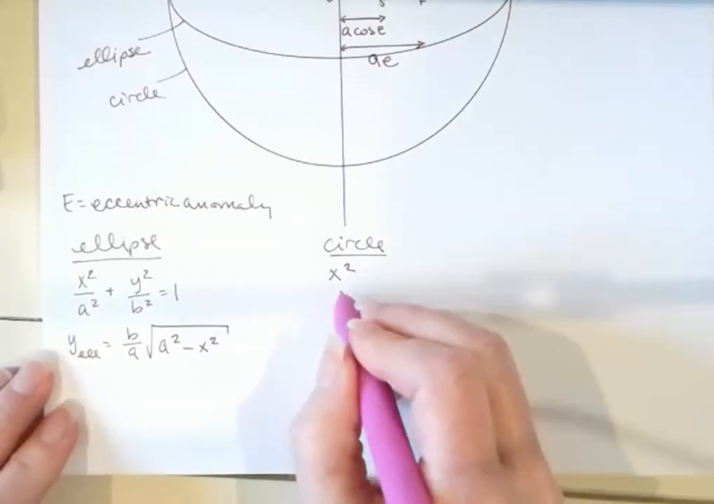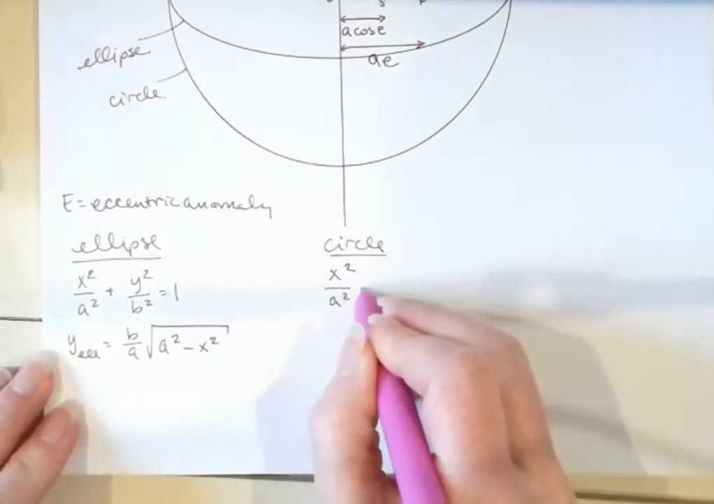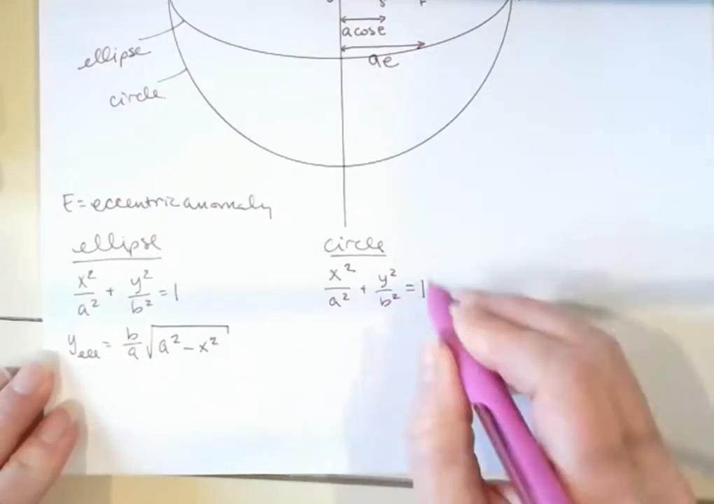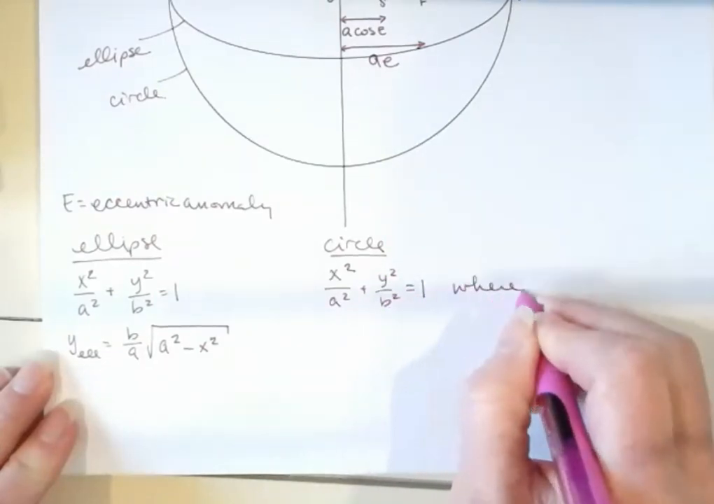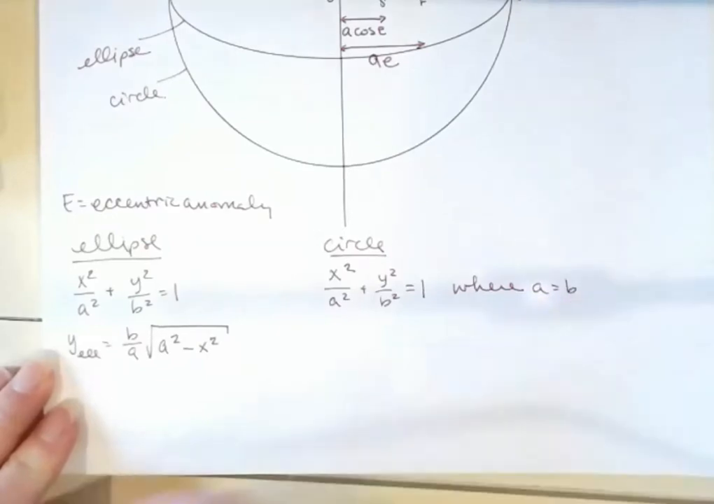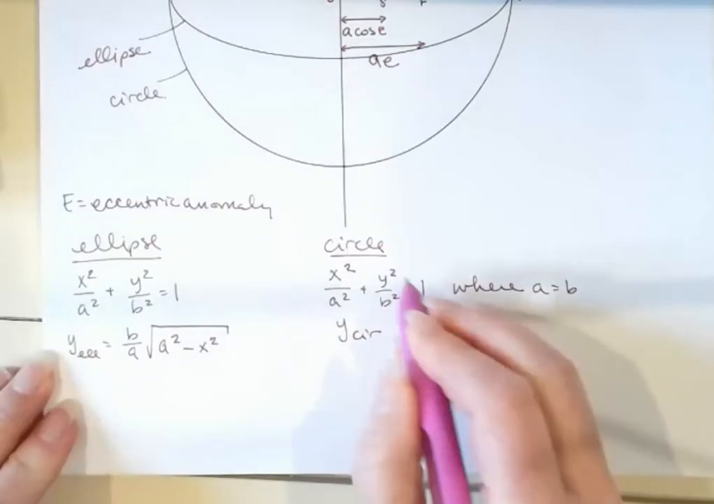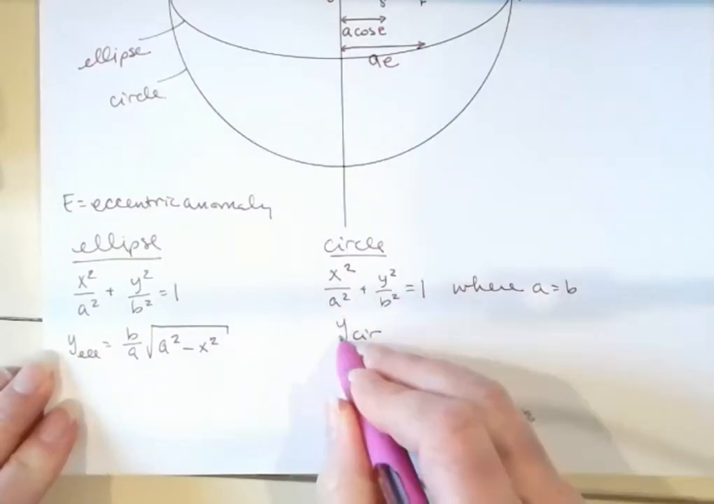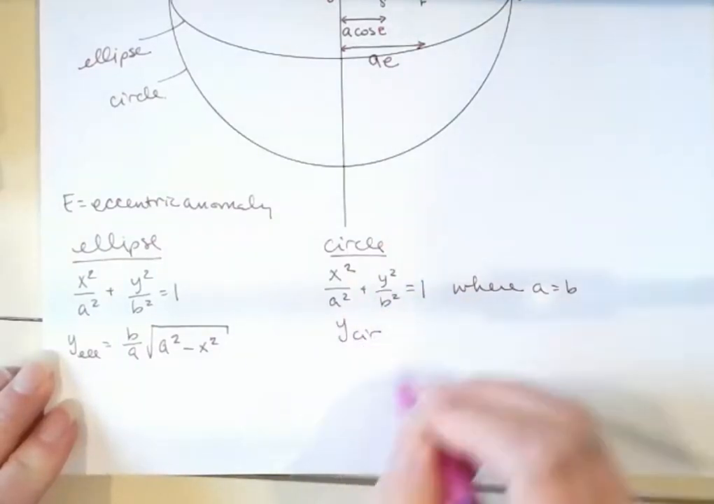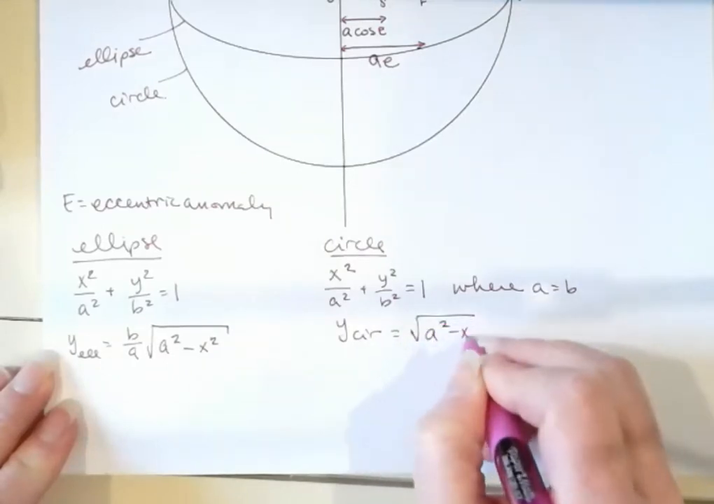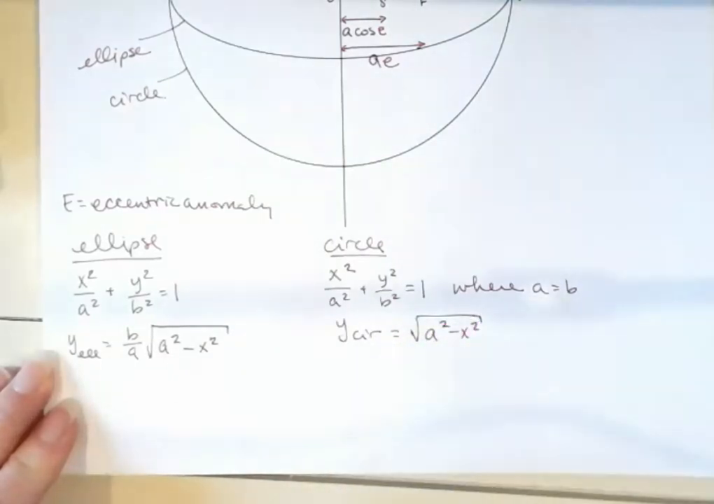So now we're going to have x squared over a squared plus y squared over b squared equals 1. But now here, we're going to say a equals b. So in this case, if we found the equation for y, so just solve this for y, let's call this y subscript circle. That would equal the square root of a squared minus x squared.